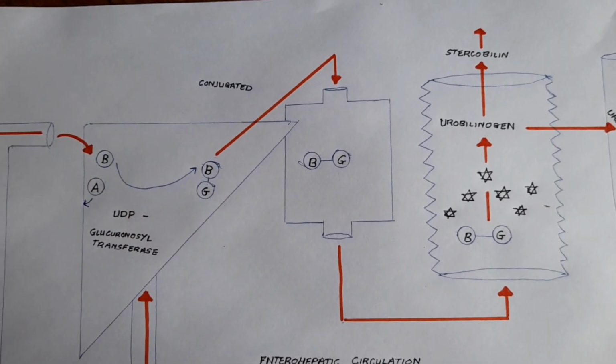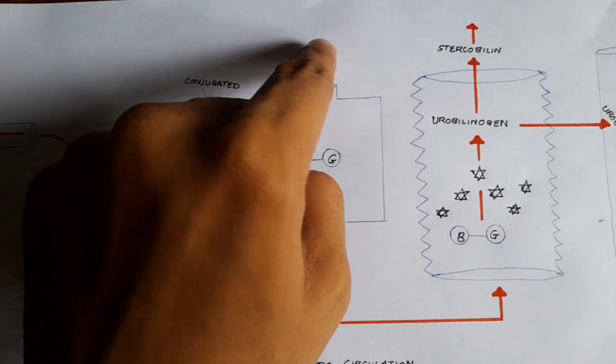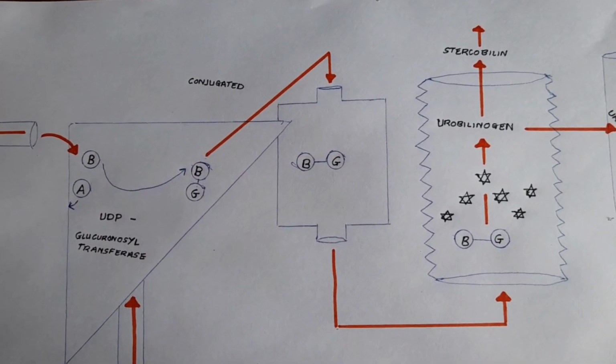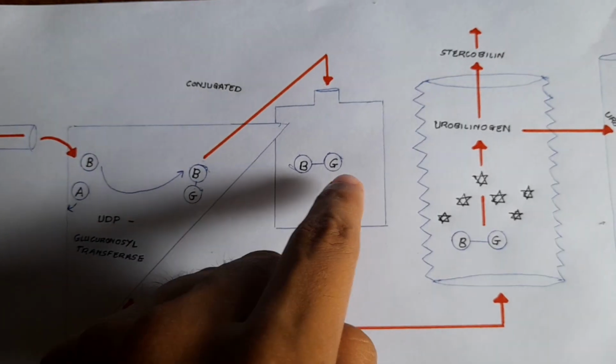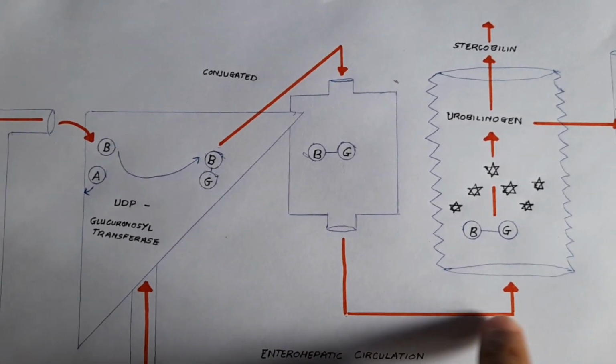Once this bilirubin is conjugated, it goes into the gallbladder. Now in the gallbladder, this conjugated bilirubin goes with the bile. So in the gallbladder we have the bile and the conjugated bilirubin. When you eat some fatty food, this fat needs to be emulsified. So bile is released for emulsification, and also this conjugated bilirubin is released into the intestine.